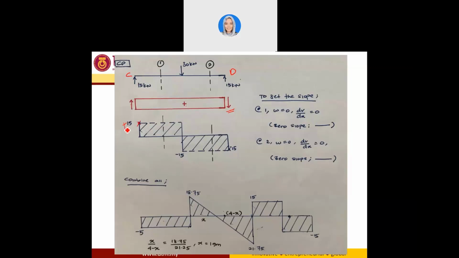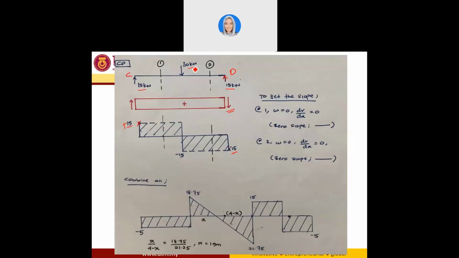How about the point D? It mentioned that if it is going downward, it's going to be positive, but our arrow here is going upward, so it is a negative. This is why we have a negative 15, because this is 15, so negative 15. This is 15, so this is 15. And we have going downward of 30 kilonewton.